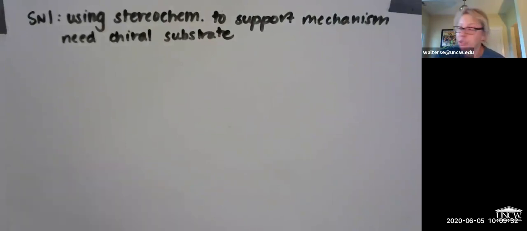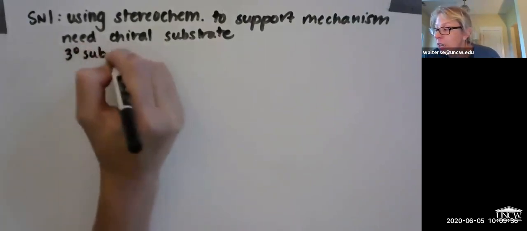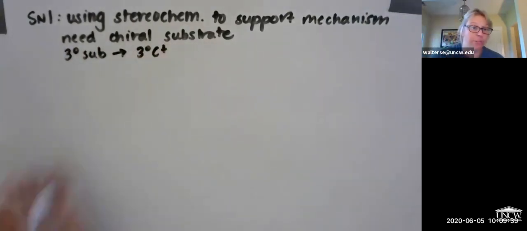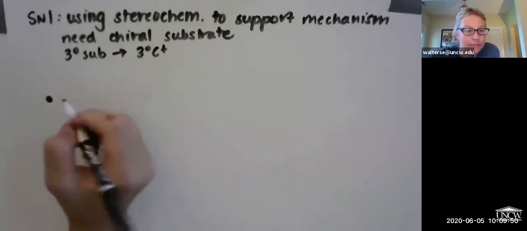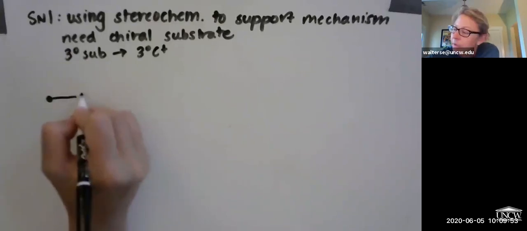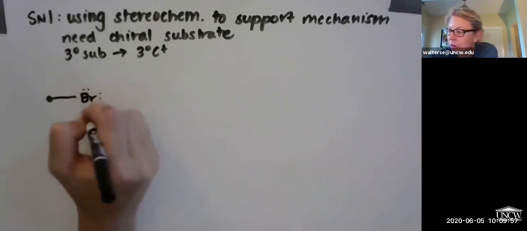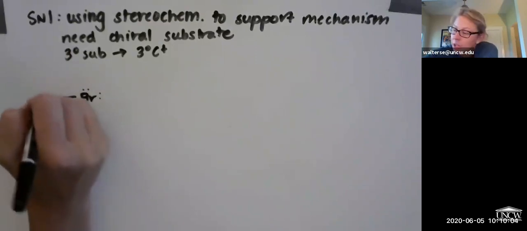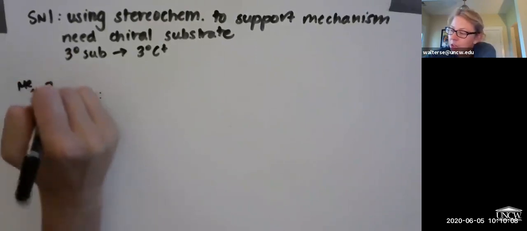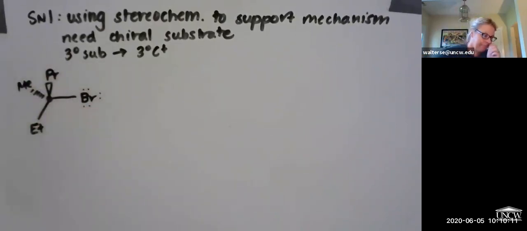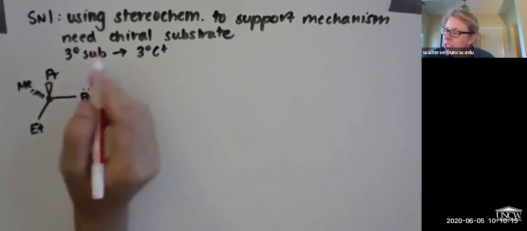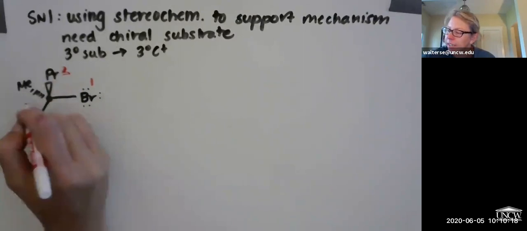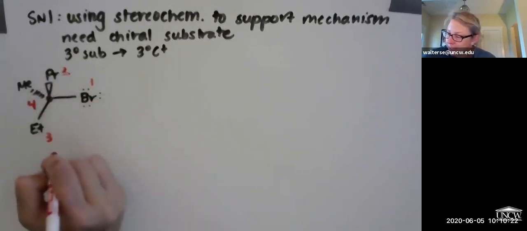So we know that tertiary substrates are going to make tertiary carbocations, which are stable. So that's what we're going to use. We're going to use a tertiary substrate that's chiral. Okay. So here's our chiral carbon. Okay. With a leaving group. Okay. And again, I'm just going to use shortcuts. So ethyl, methyl, propyl. One, two, three, four. So this is S.